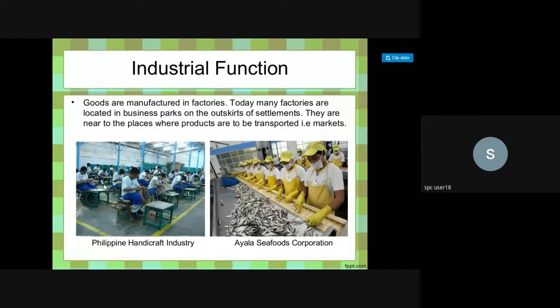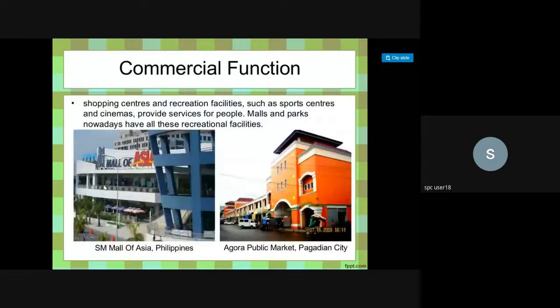Then similarly in Tamil Nadu, you have a place called Tirupur. Tirupur is known for its hosiery, and you'll see that hosiery T-shirts are exported all around the world from Tirupur. Go to Kanpur, it's known for its leather industry, tannery, and so on. So even in India, you have industrial functioning towns as such.